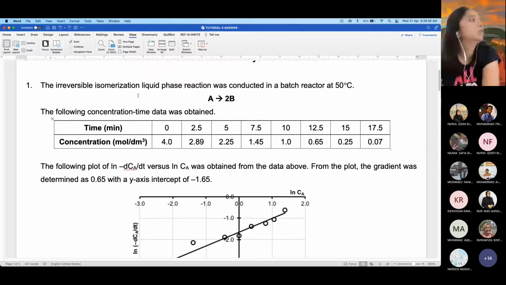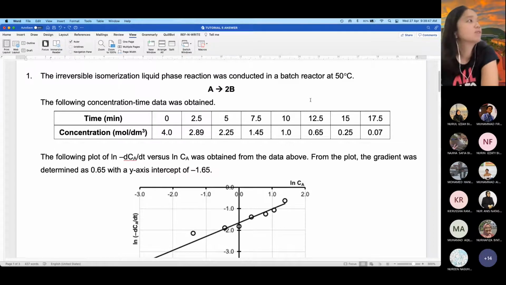Right, so the first question: the irreversible isomerization liquid phase reaction was conducted in a batch reactor at 50 Celsius. So the very first information is that this is a liquid phase. Please remember that you really need to understand the phase of your reactants. It's very important, as well as the temperature. The temperature mainly affects the value of K, because the value of K will change with temperature as described by the Arrhenius equation that we learned before.